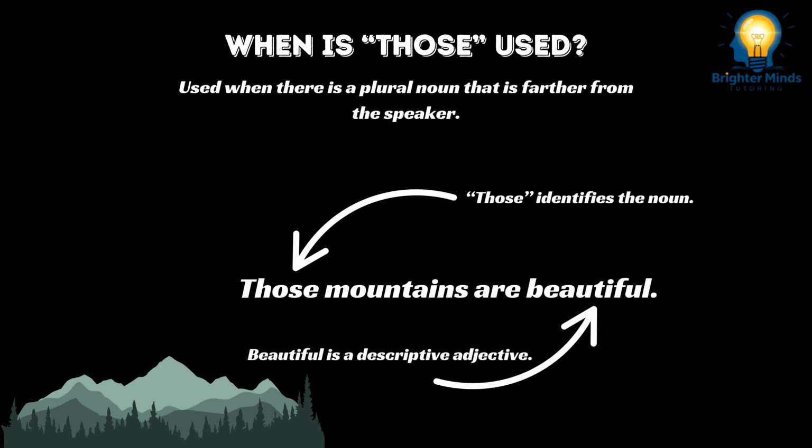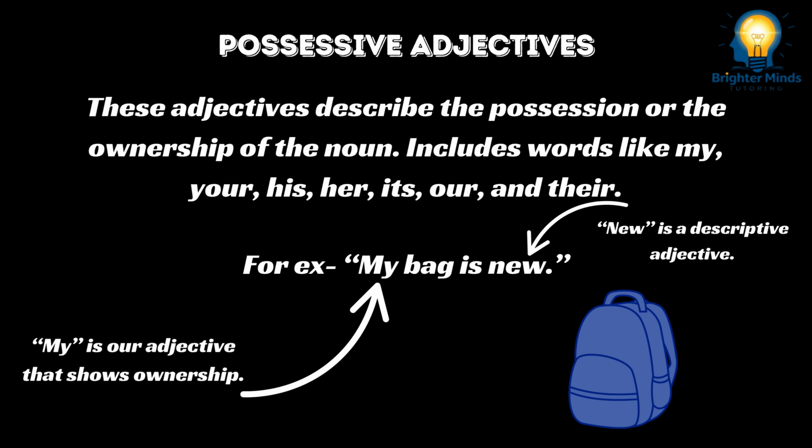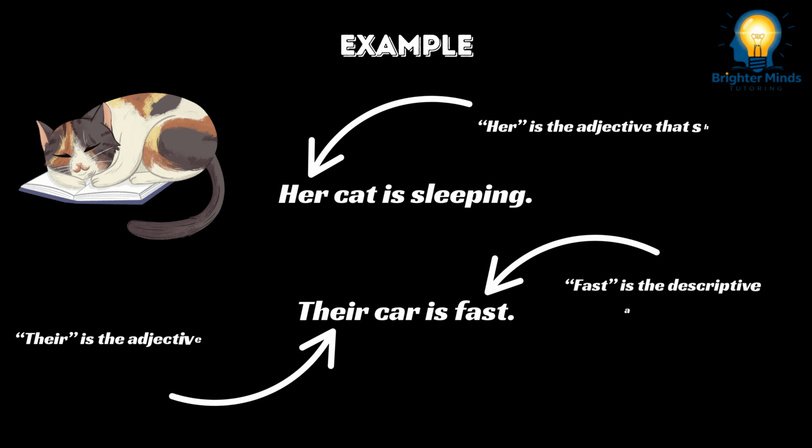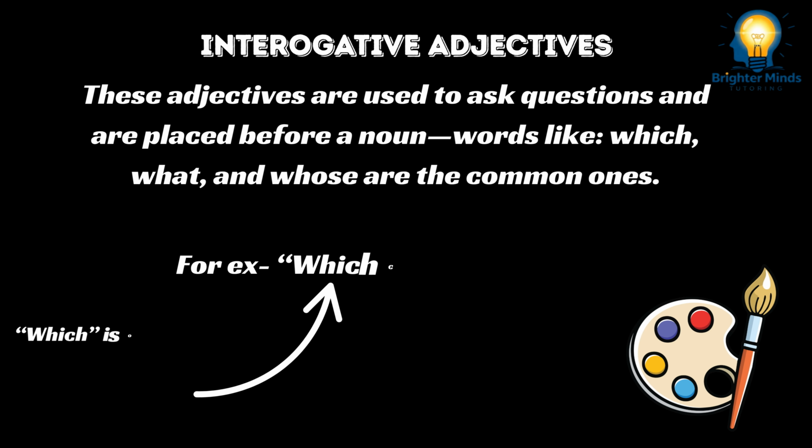Another important category is possessive adjectives. These adjectives show ownership or belonging. Words like my, your, his, her, its, our, and their are possessive adjectives. For example, my bag is new, her cat is sleeping, or their car is fast. They show who owns or possesses the noun. Notice that possessive adjectives are always followed by the noun they describe. They don't stand alone.